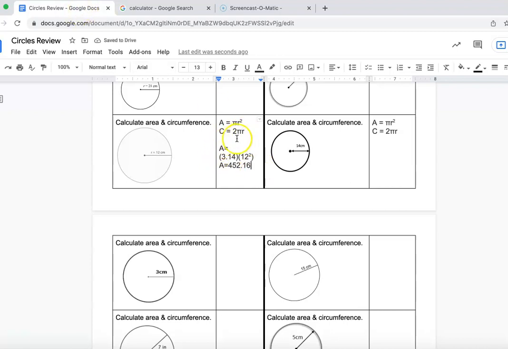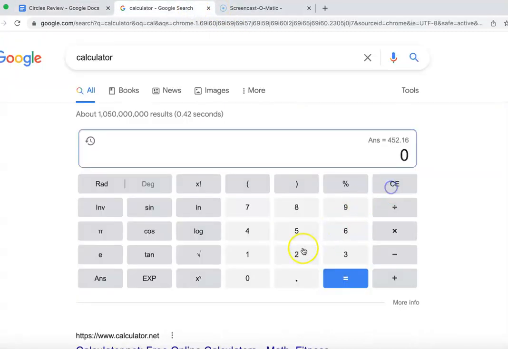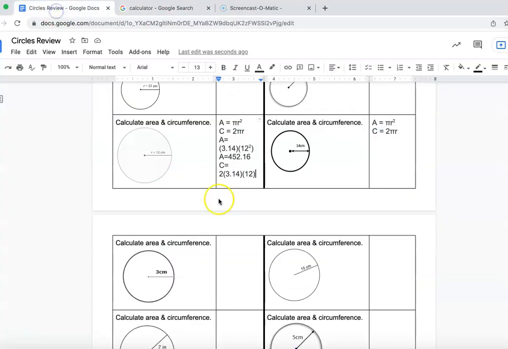Okay, so then the circumference is 2 pi r. We have our formula, 2 times 3.14 for pi, and then the radius here is 12. We use our radius. So we're going to multiply these numbers on the calculator. 2 times 3.14 times 12 equals, our circumference is 75.36.